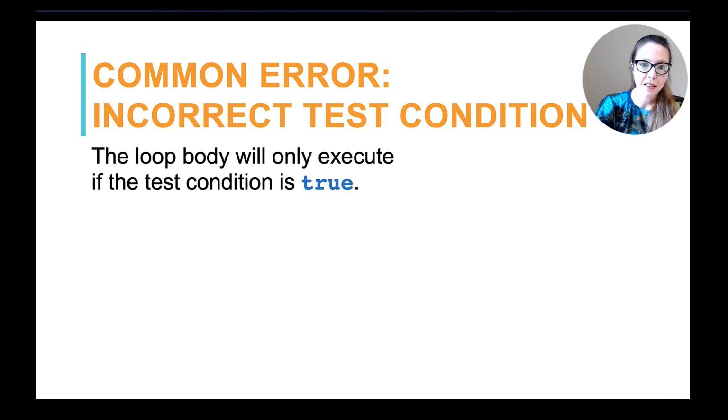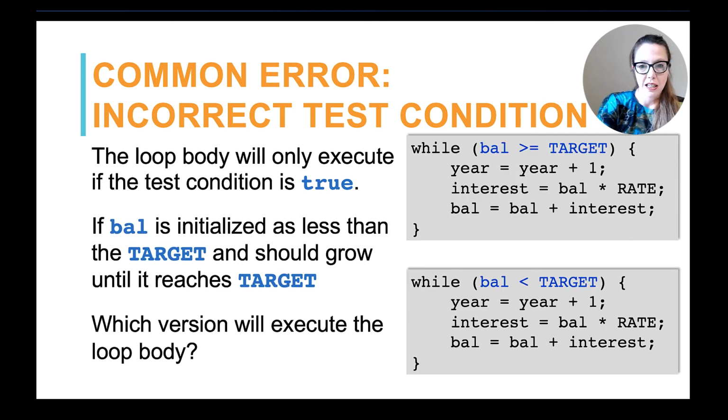So there's some common errors. The first is an incorrect test condition. These are things to be aware of. The loop body will only execute if the test condition is true. And so if we look at the two examples, while the balance is greater than or equal to the target and while balance is less than target, they both involve the same two variables. But one is checking that the balance has met or exceeded the target. The other is checking that the balance is less than the target. If the balance is initialized as less than the target and should grow until it reaches the target, which version would you wish to execute?